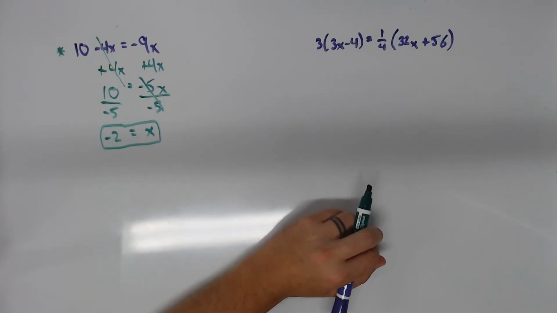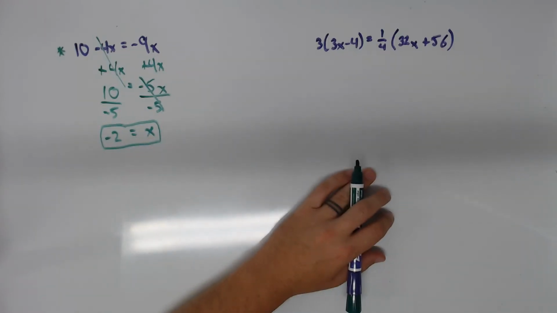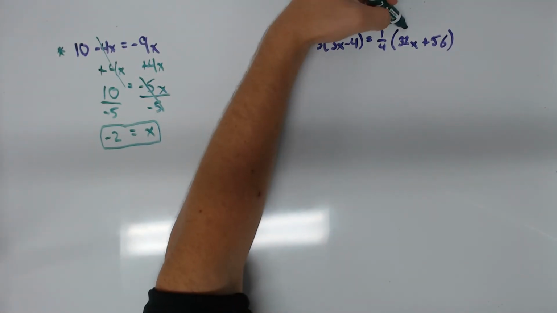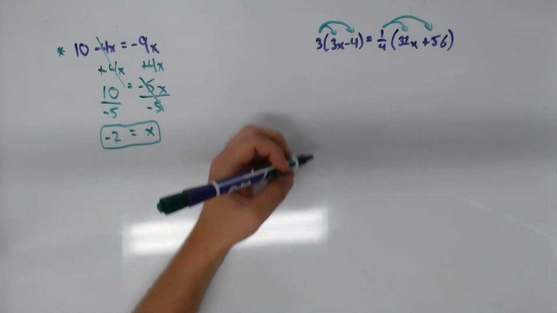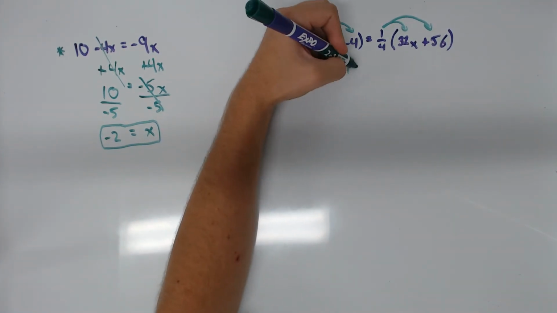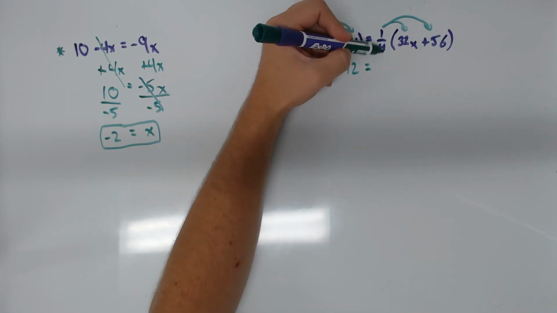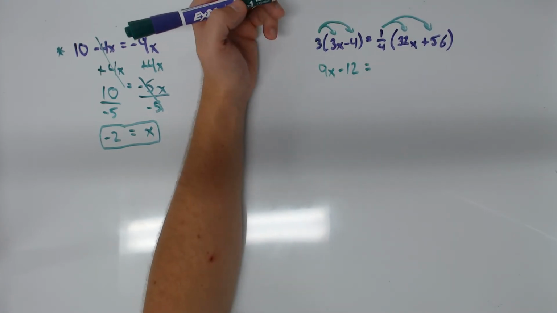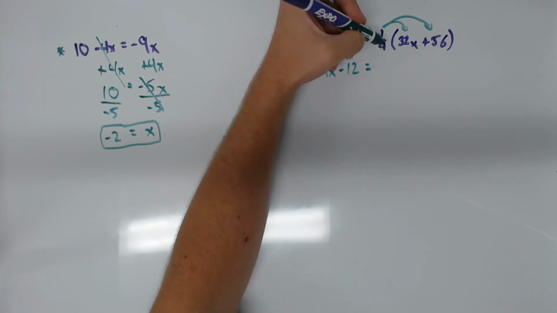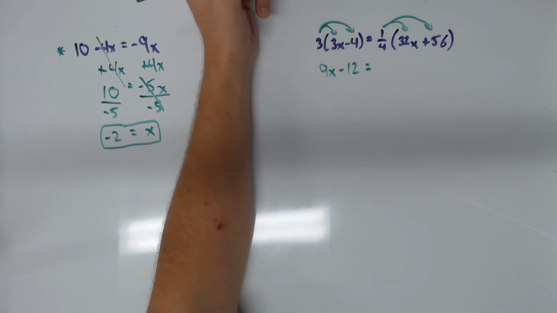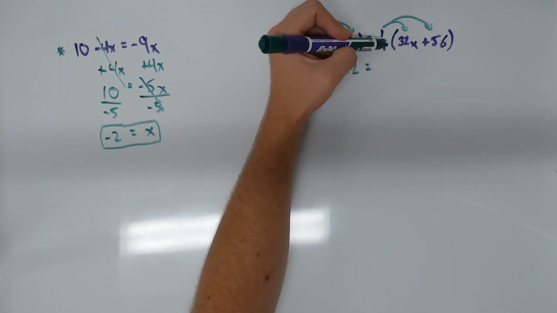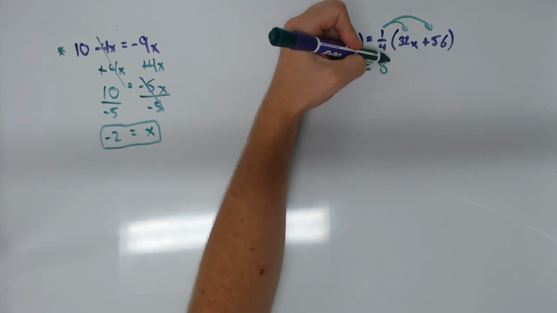All right, the second problem, very clearly there is some distributive property to do. So I'm going to do both sides at the same time because all this is multiplying. 3 times 3x is 9x, minus 3 times 4 is 12, so minus 12. 1/4, little strategy for you guys, when you have to distribute a fraction like this, multiply by the top number, then divide by the bottom number. Really simple. 1 times 32 is 32. 32 divided by 4 is 8.